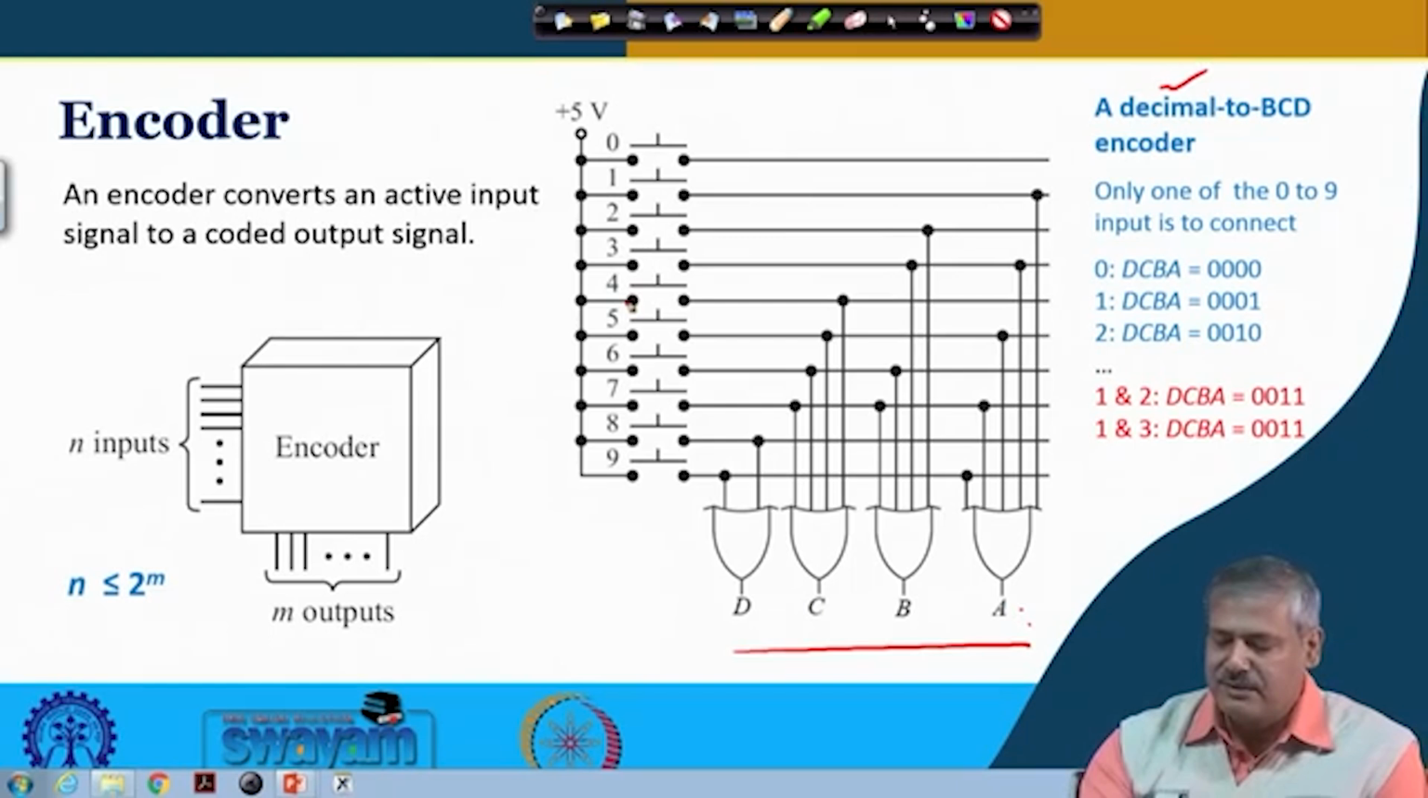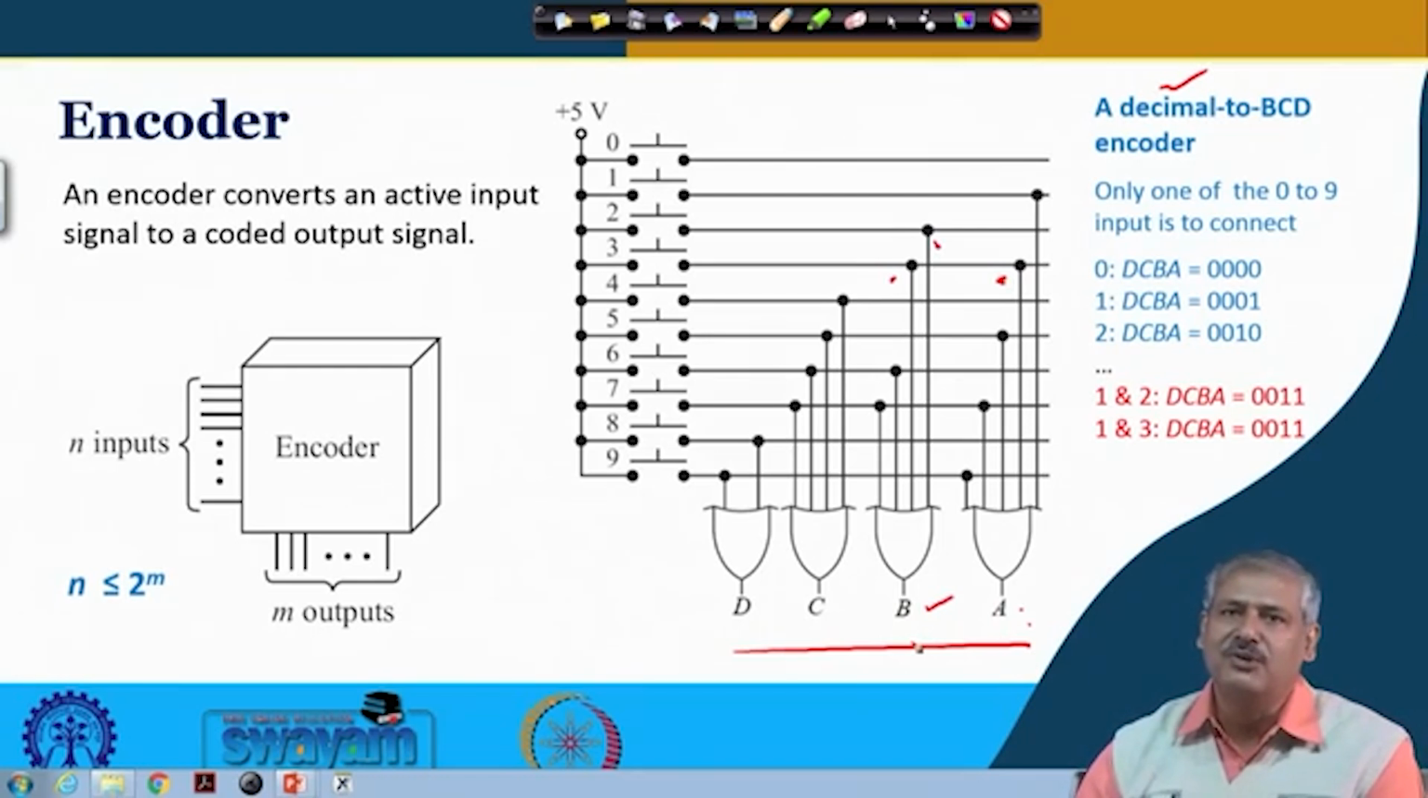If 2 is pressed, you can see that 2 is connected only to this one. So, only B will be getting the 5 volt 1 here, and the rest are all 0. So, it will be 0010. When 3 is pressed, what will happen? You see that this is getting a connection and this is getting a connection, right. So, B and A, 0011. That way it will go on, and we can have an encoded version of this.